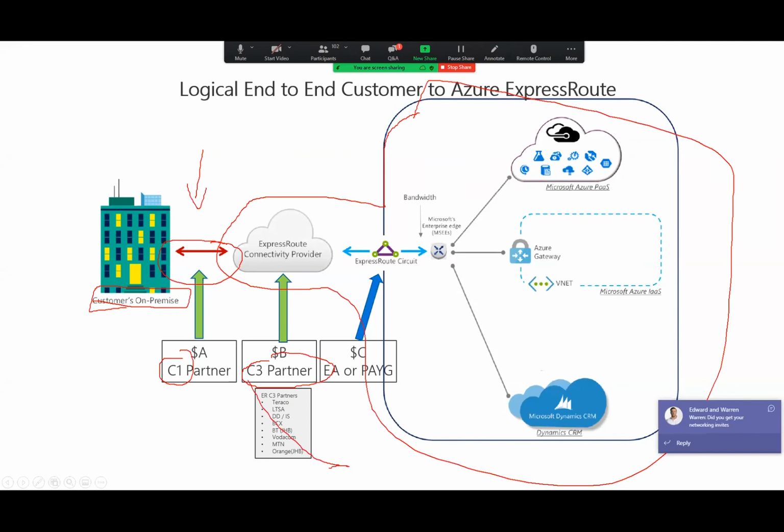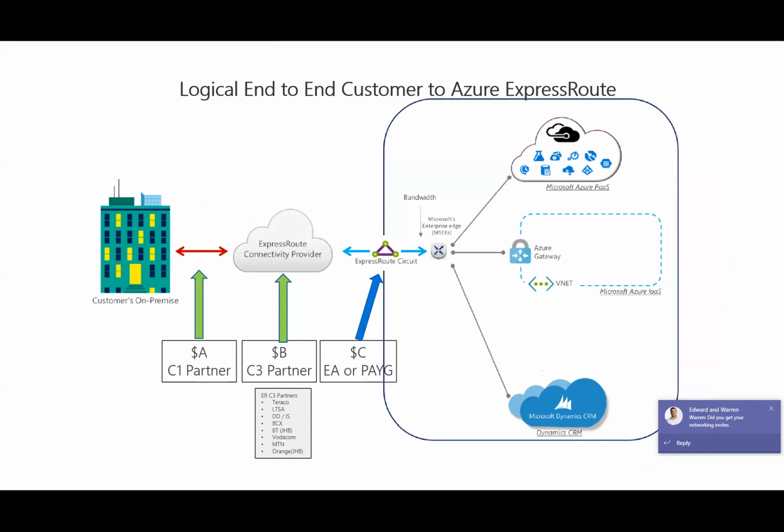And now these C3 partners are Teraco, of course, Liquid, DD, BCX, BT, Vodacom, MTN, and Orange. These are all partners that are in SA North only. SA West has a different list, very similar, but they don't have the two BTs and Orange, I'll be honest. But Teraco is our biggest partner with the most connections in both SA North and SA West. And that's the second cost, that's a cross connect.